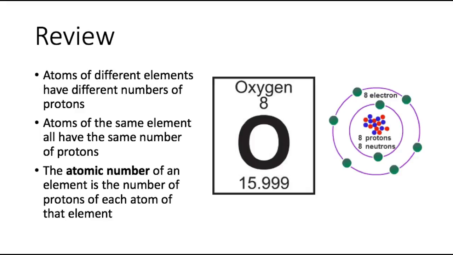Remember that atoms of different elements have different numbers of protons, while atoms of the same element all have the same number of protons. We determine our number of protons with the atomic number. So in our example here, oxygen has an atomic number of 8. That tells me that there are 8 protons and 8 electrons in this atom. To find my number of neutrons, I round my atomic mass to 16, and I subtract my atomic number of 8 to get a total of 8 neutrons in the atom.